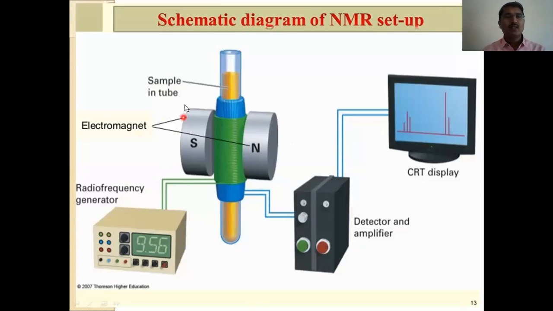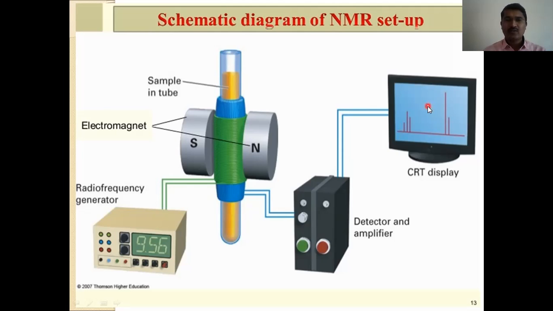You can see these are the two large electromagnets, that is south and north. In the middle is the sample tube. Here are the radio frequency generator, here the detector and amplifier. And then we get the output here, that is the CRT display or computer.